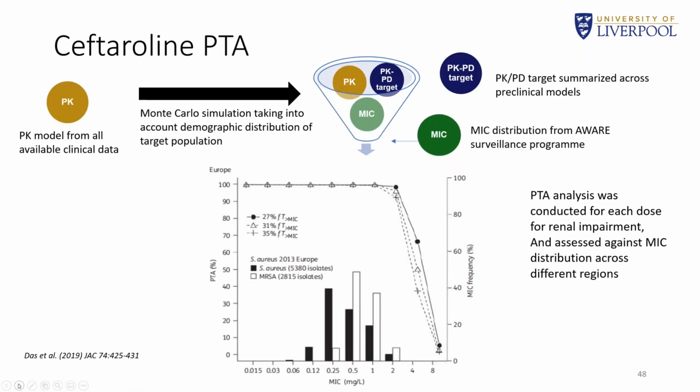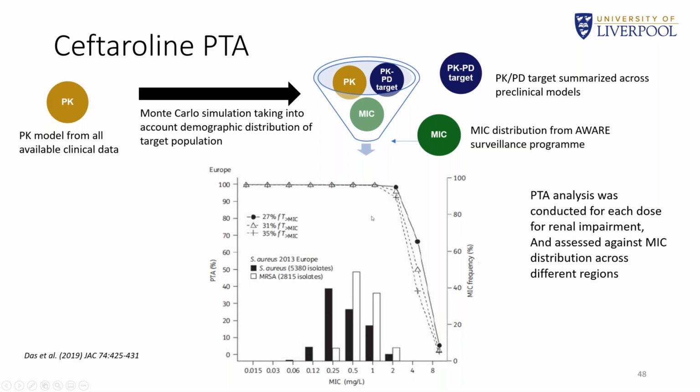So we developed that population PK model and then conducted the Monte Carlo simulations, which took into account the demographic distribution of the target population. We took the PK/PD target that had been summarized across the preclinical models and took into account the MIC distribution from the AWARE surveillance program. Then PTA analysis was conducted for each dose for renal impairment, and it was assessed against MIC distributions across the different regions.